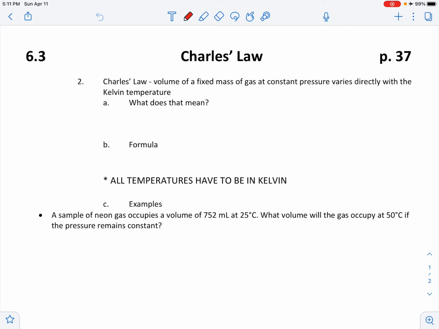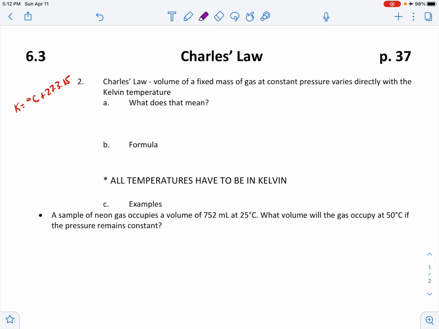What you will definitely want is a calculator near, because we have to do some calculations. You also need to remember our Kelvin formula, because all of our temperatures have to be in Kelvin. So we're going to start by putting that right there. This is how we convert from Celsius to Kelvin. All right, let's go ahead and get started.